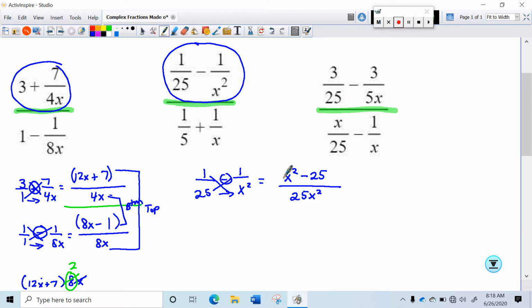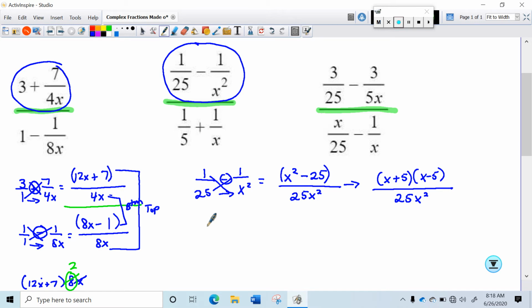Now that actually is a difference of 2 squares, so that can go again. To factor a difference of 2 squares, I have x plus 5 times x minus 5. And if you need a refresher on how to do that, I do have a different video called Factoring the Difference of 2 Squares. On the bottom, I still have my 25x squared. Now everything's taken down as far as it can go.